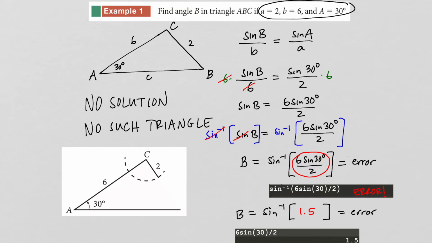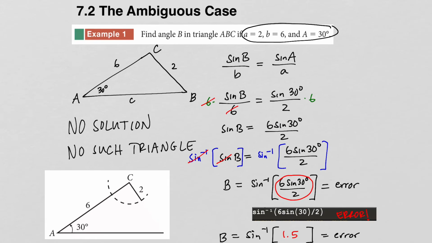So when we're talking about the ambiguous case, we're talking about being given information about a possible triangle, but sometimes the information that you're given makes no triangle at all. Other times you'll get a triangle, and even yet you will sometimes get more than one triangle. So this is why it's called the ambiguous case.